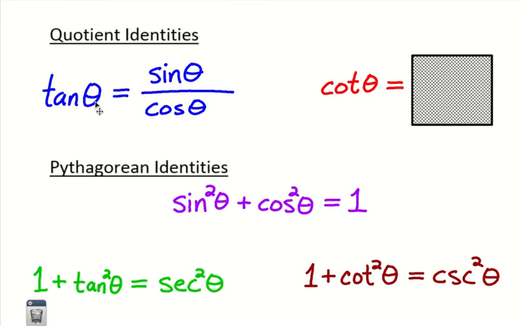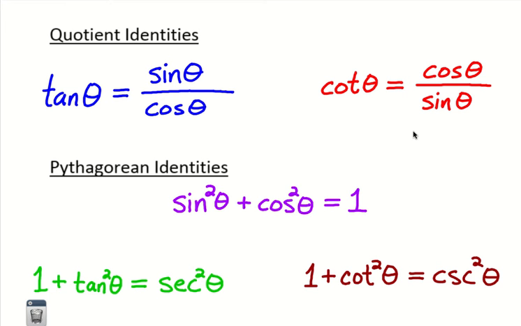So they just say that the tangent of theta is equal to sine of theta divided by the cosine of theta. So this is just a true statement. This and this are the same. And can you figure out what the cotangent of theta would equal? Think about it. If tangent and cotangent are reciprocals of each other, then wouldn't that make it cosine over sine?